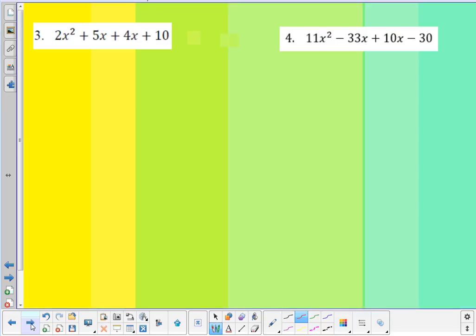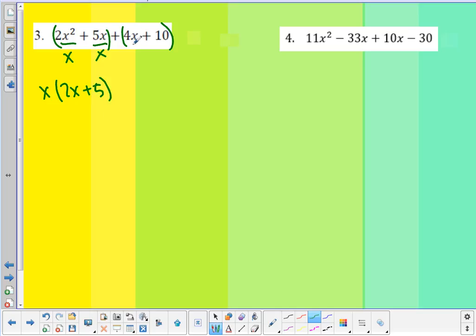Number 3, I have 2x squared plus 5x plus 4x plus 10. So I'm going to group and then group, and I want to take out the GCF. So from the 2x squared and 5x, the only thing I can take out is an x. So I have an x out front, and then I have 2x behind. 5x divided by x is just 5.